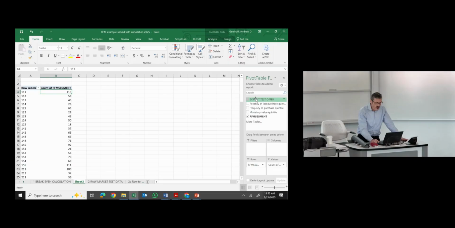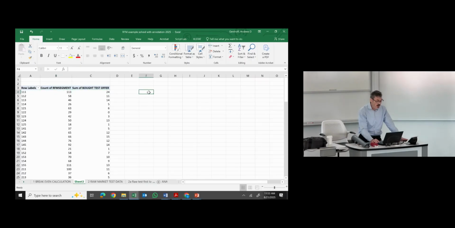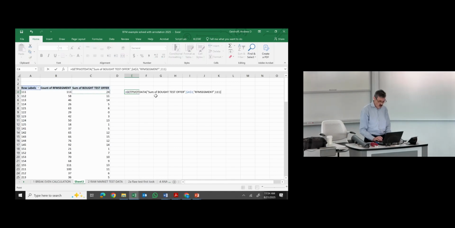So I'm going to take "bought the test offer" and slide that down into here. And what is that? Let's take that. That's the sum. So that tells me how many were purchased. And in fact, then I can say, what percentage bought equals this value divided by this value, is 21.2% of people in segment number 111 purchased the book in that segment.